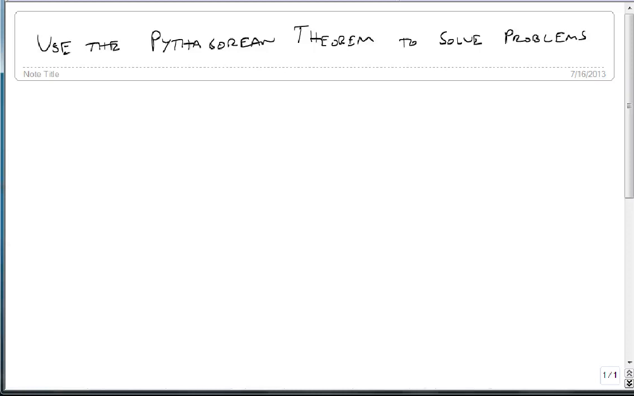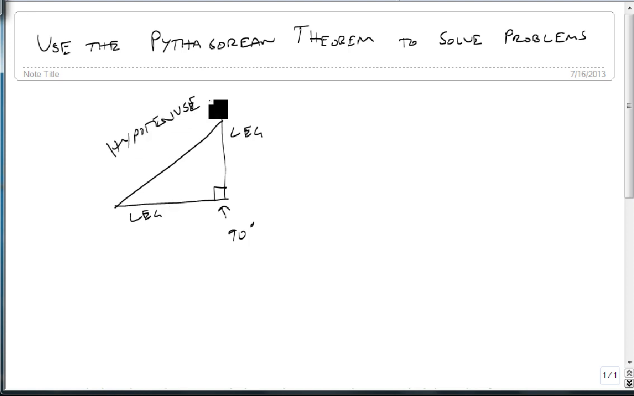We are now going to use the Pythagorean Theorem to solve problems. The Pythagorean Theorem states that if I have a right triangle, or a triangle with a 90-degree angle, then I title this as a leg, this is a leg, and this is called the hypotenuse, and I know how the leg A, the leg B, and the hypotenuse are connected. Specifically, a squared plus b squared equals c squared.